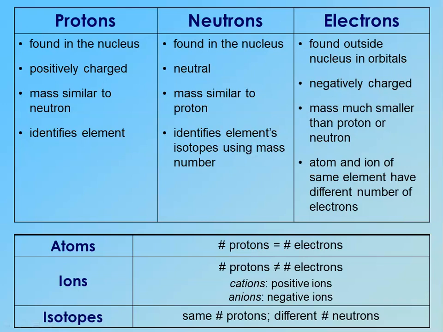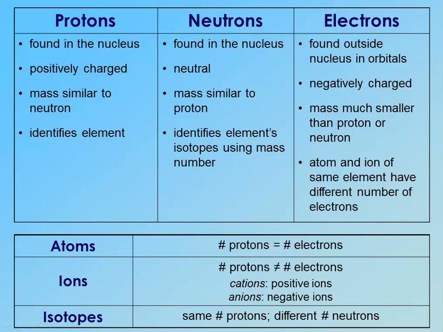The protons and neutrons are in the nucleus. The electrons are localized outside the nucleus in orbitals. Protons are positive, neutrons are neutral, electrons are negatively charged. The mass of a proton and neutron is pretty comparable, but electrons are much, much lighter. So when we talk about the atomic mass of an element, we are pretty much focusing on the protons and neutrons since they make up the vast majority of the atom's mass.